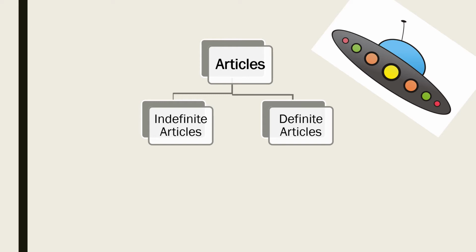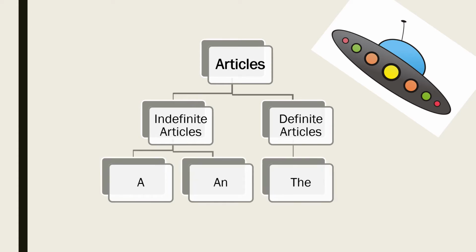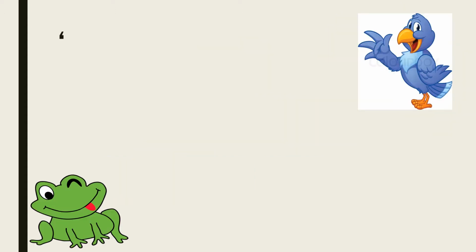Articles are divided into two parts. One is indefinite articles and another one is definite articles. In indefinite articles comes a and an, and in definite articles comes the. Now, we will study about all these articles one by one. But first of all, let us see a brief detail about a and an.